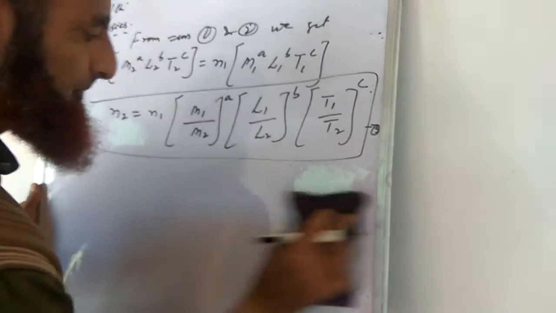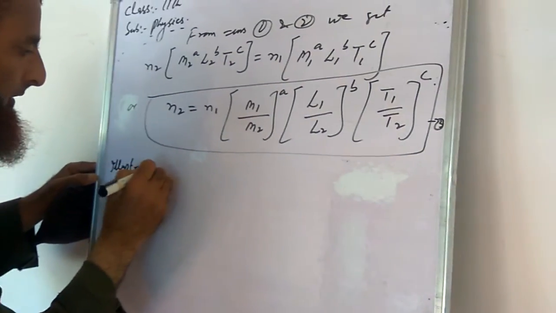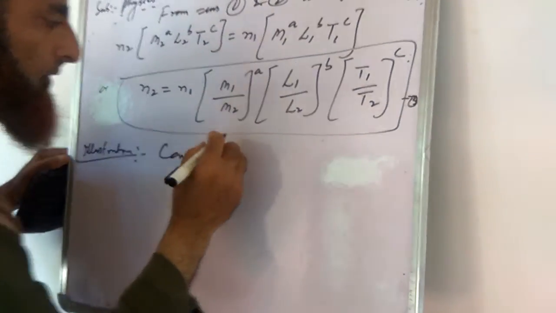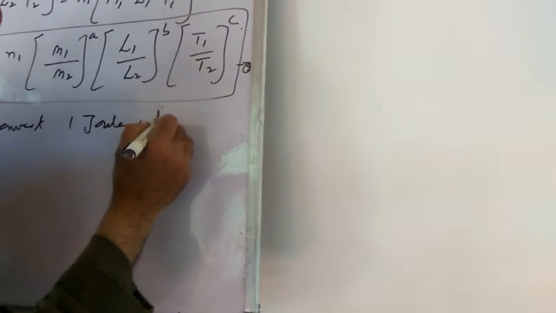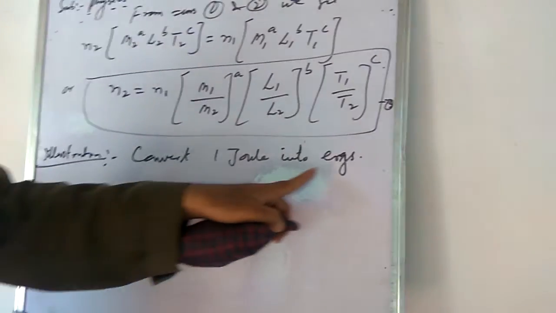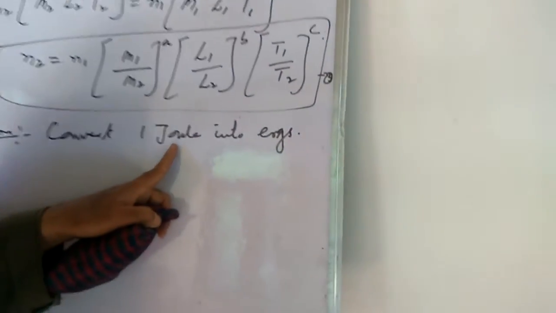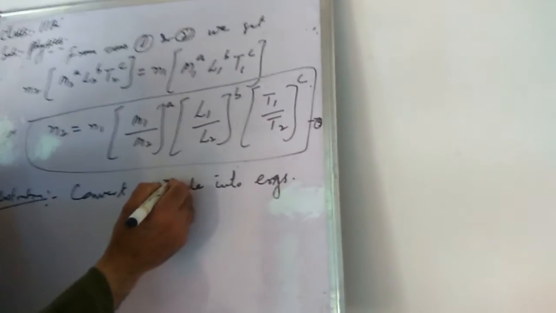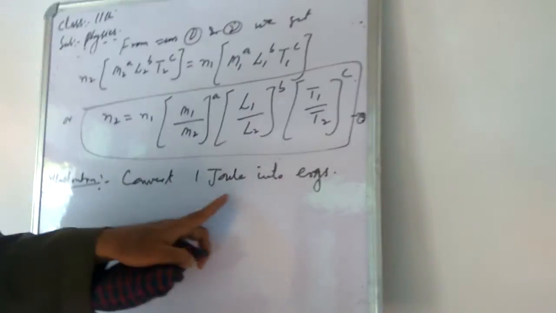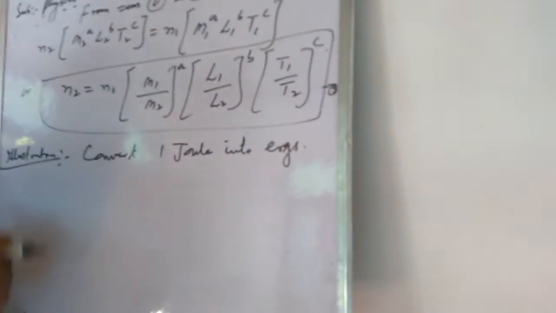Now an illustration: convert 1 joule into ergs. We will use this equation to convert 1 joule of work into ergs. Joule and erg are the units of work in the SI system and CGS system respectively. Joule is the SI unit of work and erg is the CGS unit of work. If we are given work in joules, we convert it into ergs, or if given in ergs, into joules, by using this equation.